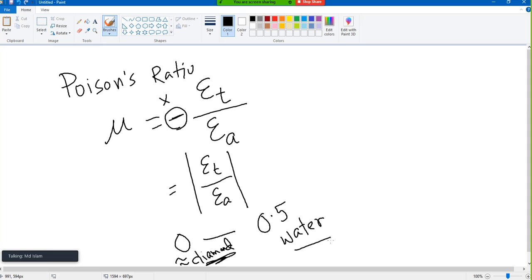So in your FE exam you might get this question: what is the maximum value of a Poisson ratio? Maximum value is 0.5, always 0.5, whatever it is.